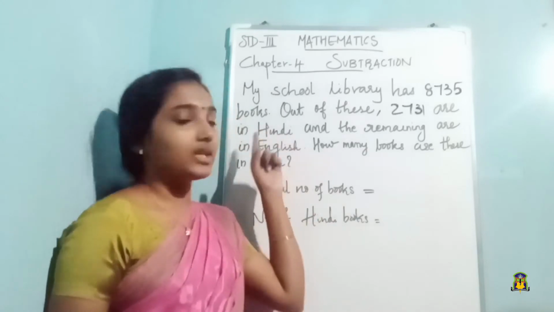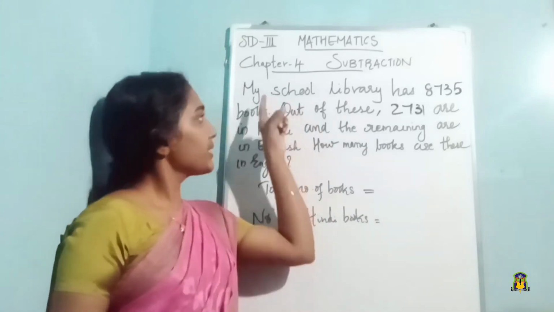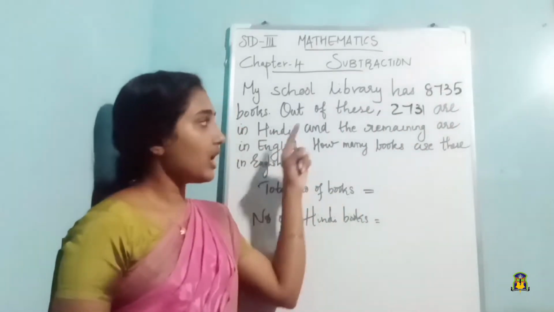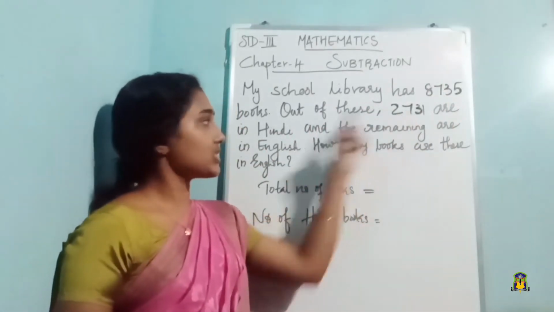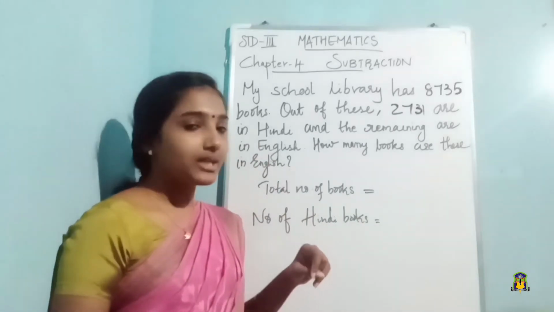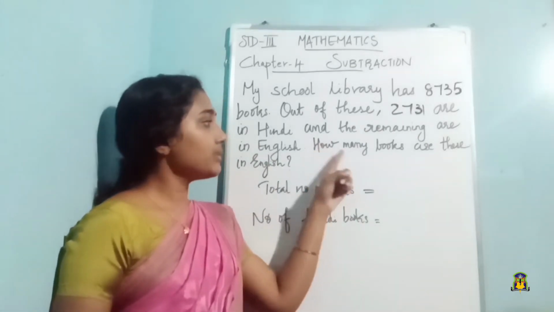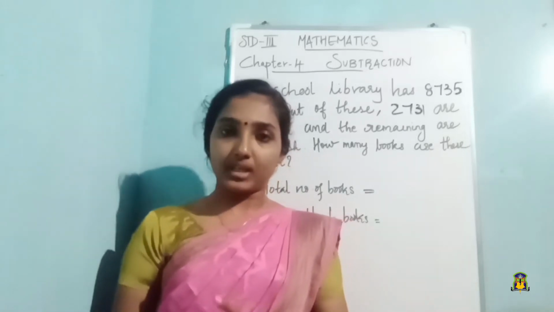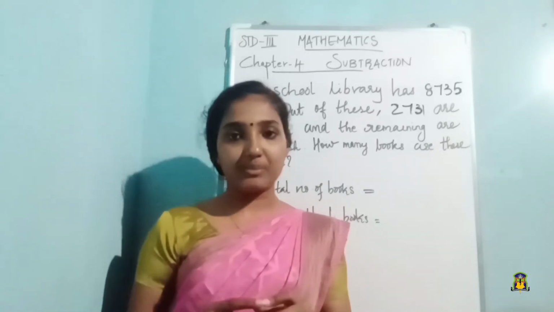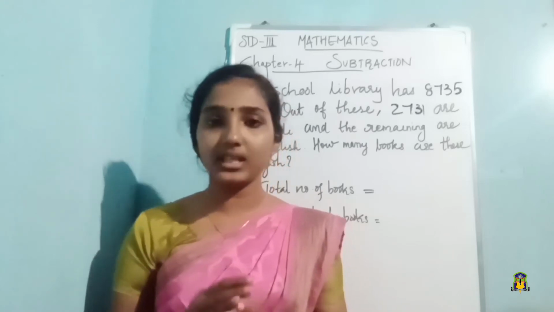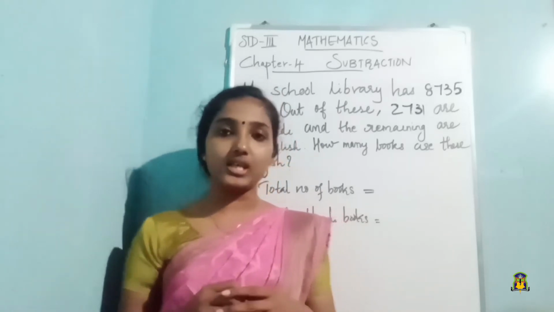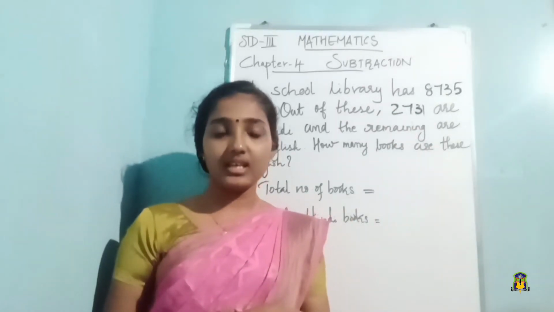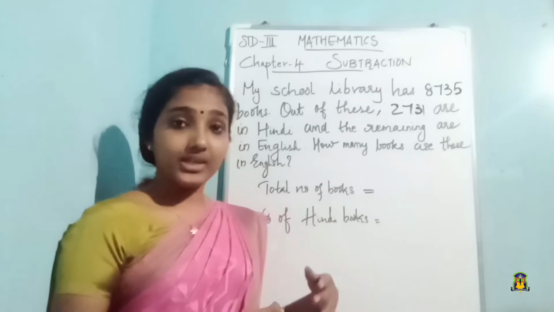Here the first question given is, my school library has 8,735 books. Out of these, 2,731 are in Hindi and the remaining are in English. How many books are there in English? So here the total number of books in the library is 8,735 and out of these, 2,731 books are in Hindi. And the rest are in English.